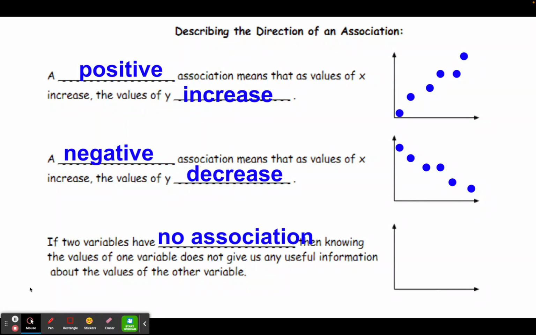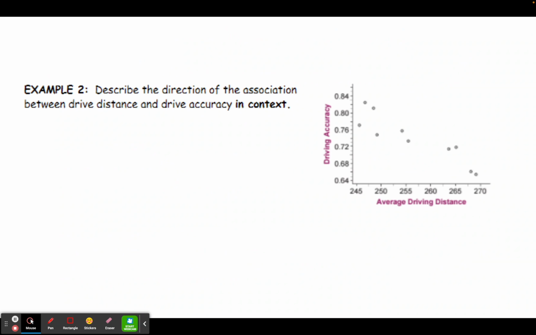Now, the last situation that you might notice is that you may have 2 variables with no association. No association means that knowing the values of one of the variables does not give us any useful information about the values of the other. So if X increases, we don't know whether Y will increase or decrease. And on a scatter plot, you might see something that looks like this, where you have just a horizontal pattern or maybe some other kind of shape where you can't tell a direction very clearly.